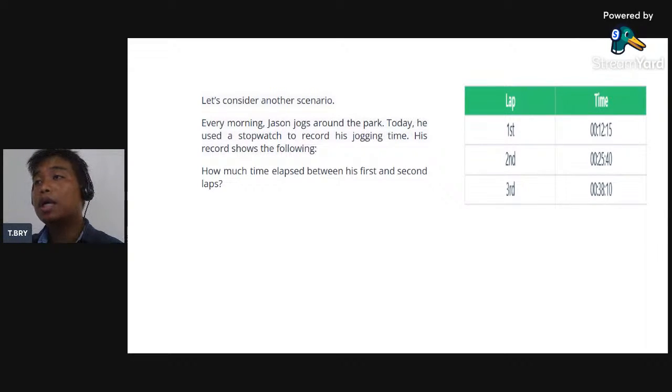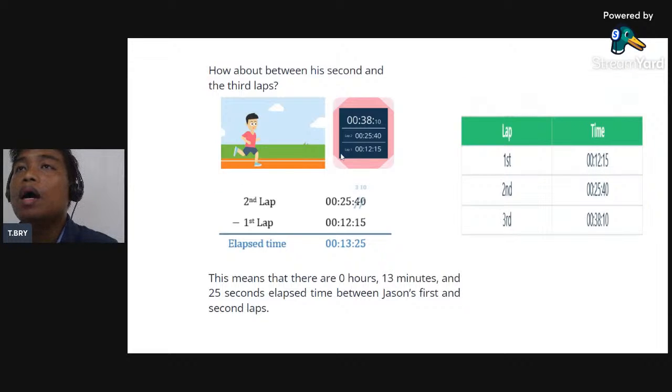So we have to subtract. The first lap is 12 minutes and 15 seconds, and the second is 25 minutes and 40 seconds. If we subtract, uunahin natin yung second lap, because the second lap is higher. Then the elapsed time is 13 minutes and 25 seconds.